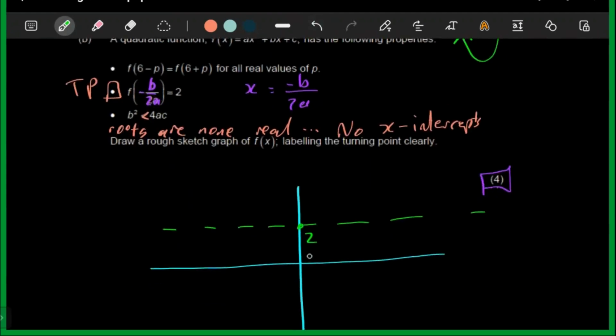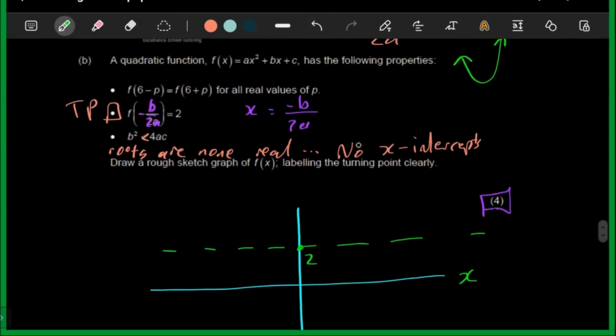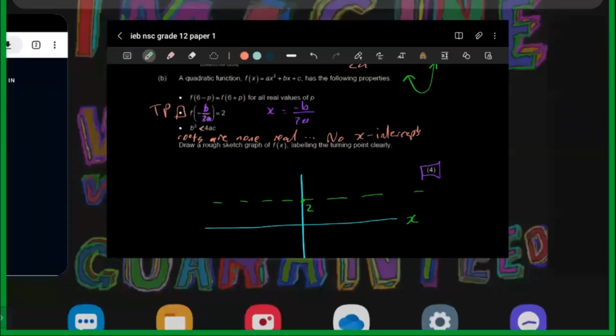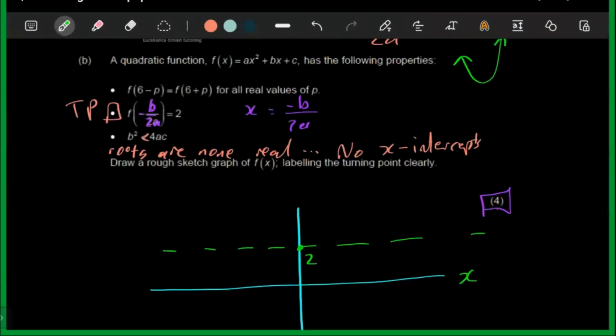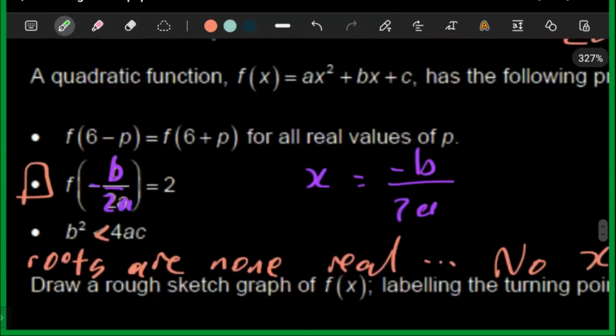Because if it's not going to touch the x-axis, the only way it cannot touch the x-axis is if it's a smiling graph instead of a frowning one. Okay, so the key thing with this kind of equation is obviously we know it's going to be smiling, as we said already. Now you may be wondering what this is trying to tell you.